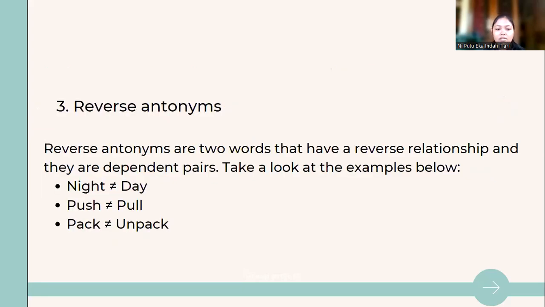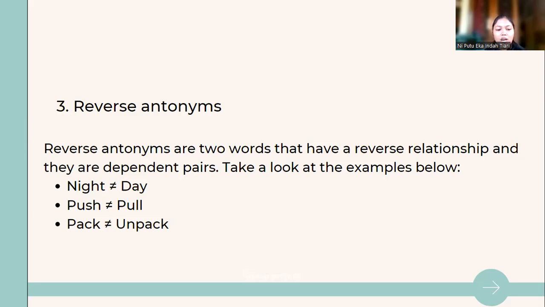The last is reverse antonyms. Reverse antonyms are two words that have a reverse relationship and they are dependent. These are examples of reverse antonyms. The first one is night and day.